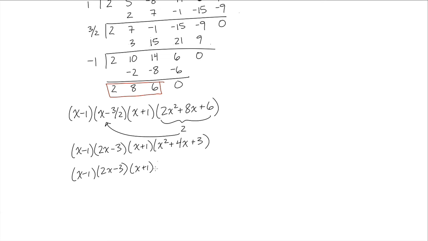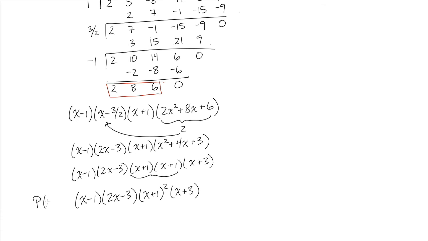That's an x plus 1 and an x plus 3. And these 2 terms here, those are the same 2 factors. So we can write this in a slightly condensed form. 2x minus 3, and then that's an x plus 1 squared and x plus 3. And so there's our factored form, completely factored form of p of x.